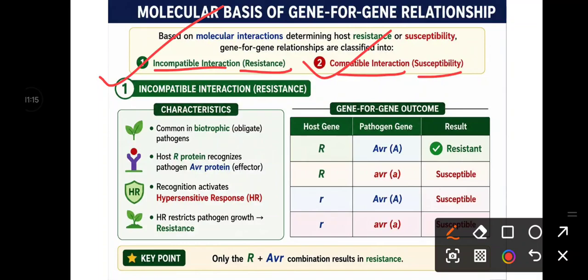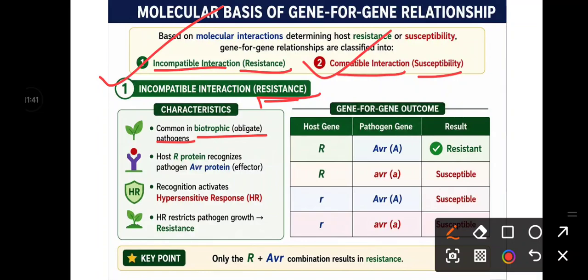So first, about the incompatible interaction or the resistance, how this resistance is developing. The incompatible reaction is seen in biotrophic pathogens. Biotrophic pathogens means those pathogens which need a living host for their survival or growth and development. They can't survive on dead, decaying organisms.